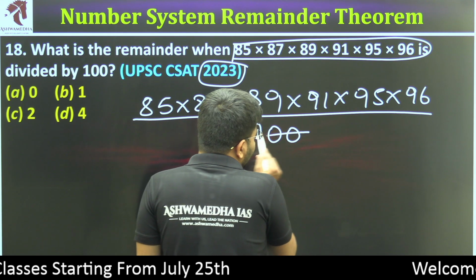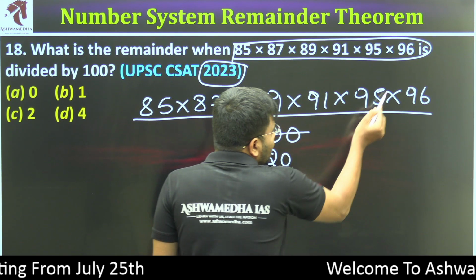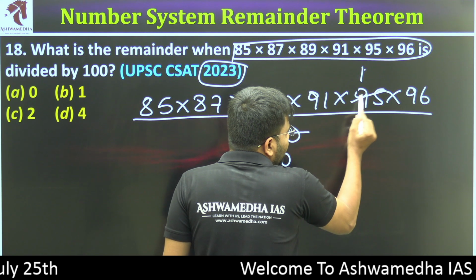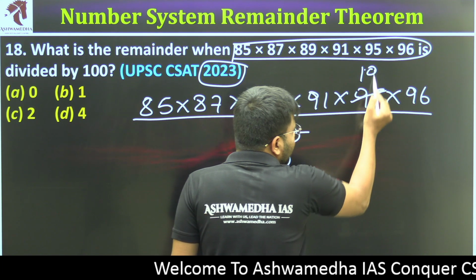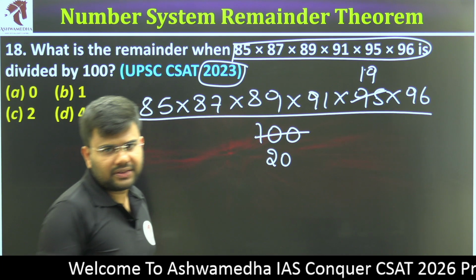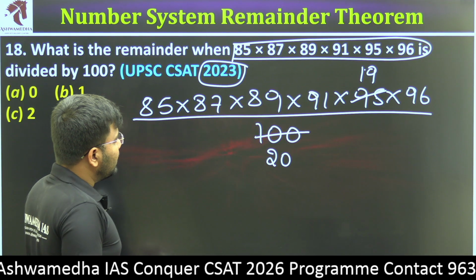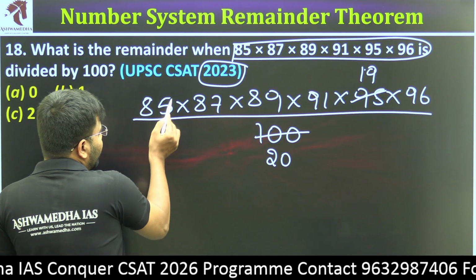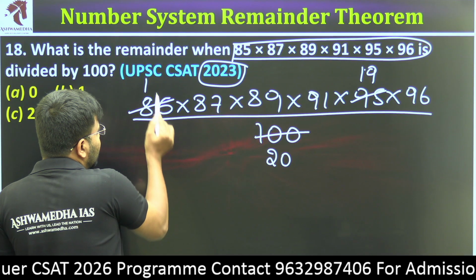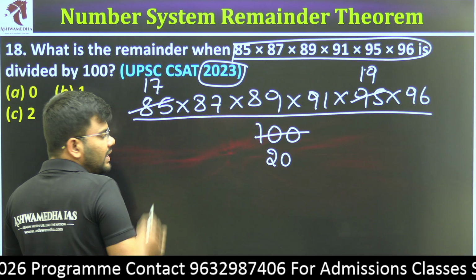So it will go by 5. 5 20s are 100. 5 1s are 5. 5 9s are 45. That is 19 5s are 95. Right? Will it go by any other number? Yes. Again, it will go by 5 itself. 5 7s are 35. That is 5 17s are 85.